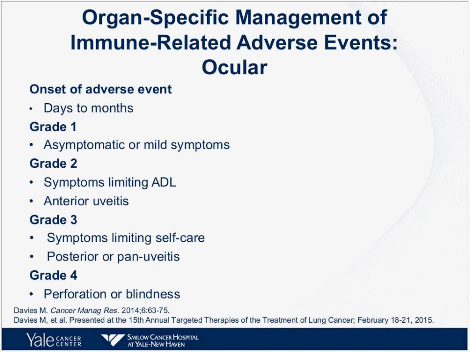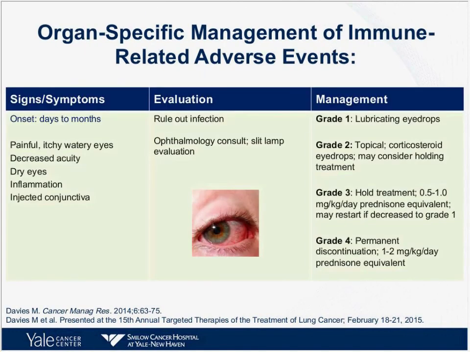Grade 2, they may develop symptoms limiting some of their ADLs or develop an anterior uveitis. Grade 3, symptoms are limiting self-care, and this extends to a posterior or pan-uveitis. Grade 4 toxicity can lead to perforation or blindness. Typically, patients usually have a more lower grade. Patients may have painful, itchy, watery eyes, decreased visual acuity. Dry eyes is very common, or you may see injected conjunctiva.